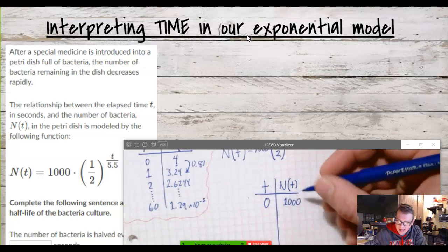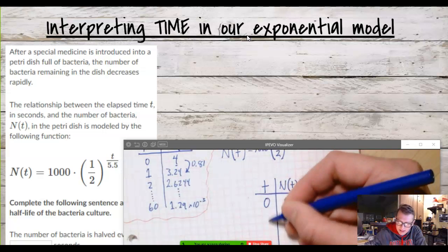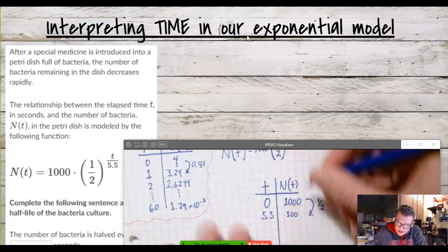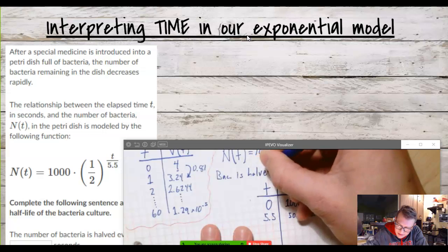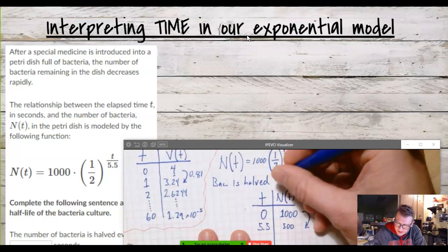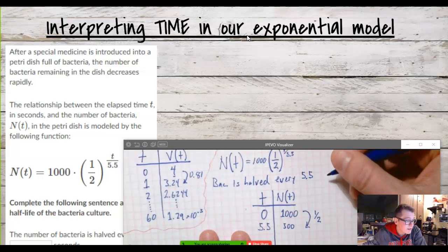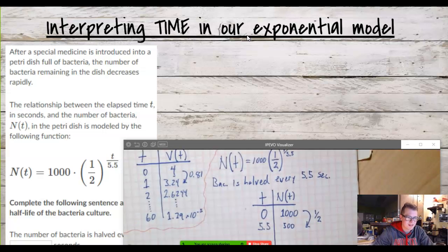So in order to actually make the multiplication or the decrease of 1/2 happen, our input has to be 5.5. So what this is telling us is the bacteria is cut in half. There's a V in that word. The English language is dumb. Bacteria is halved every 5.5. What's time in this situation? Seconds. Whoa, that's some fast medicine, right? In 5.5 seconds, it cut the bacteria in half.